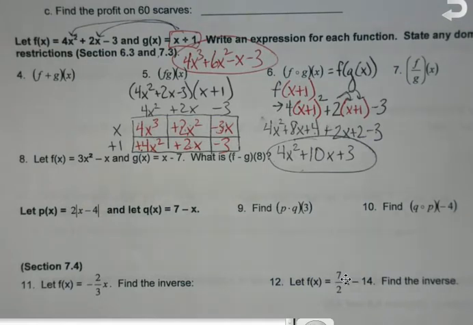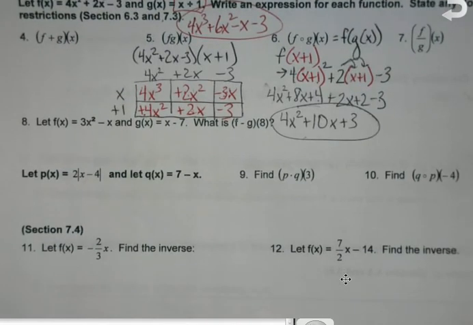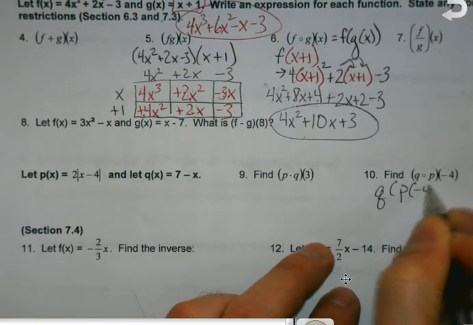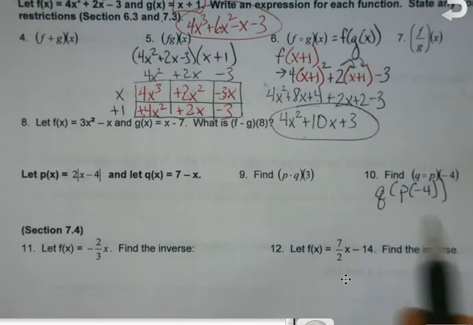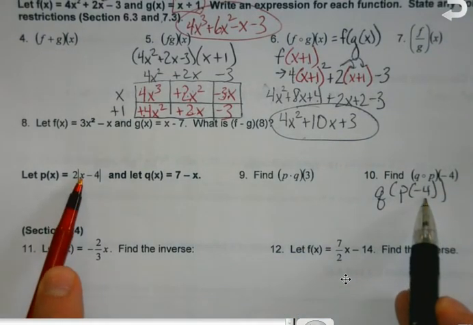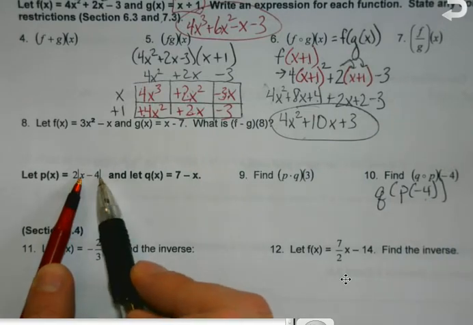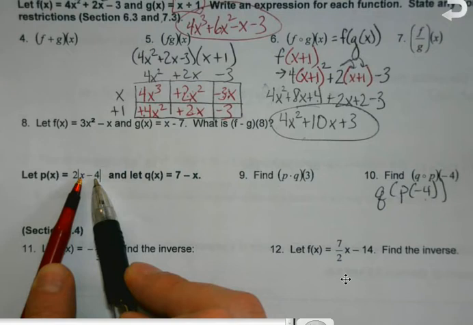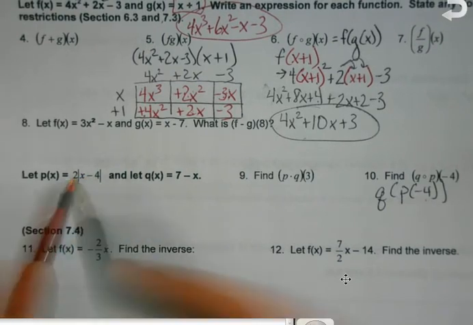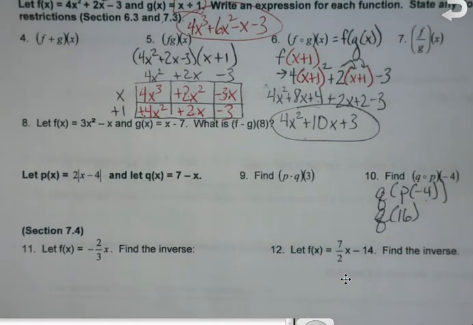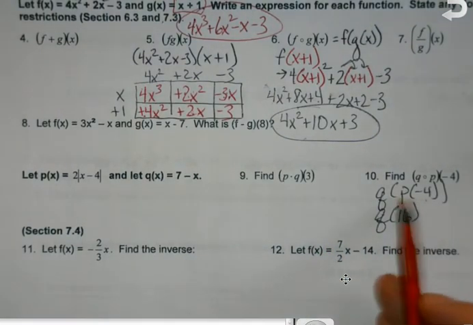Yes, 10 actually would be a little bit simpler. Because 10, I'd be doing q of p of negative 4. So p of negative 4, I'm going to stick the negative 4 in for x. So I'd have negative 4 minus 4, which is negative 8. But what's the absolute value do? It makes it positive. So this is 8 times 2. So this is really q of 16, because I figured this part out.